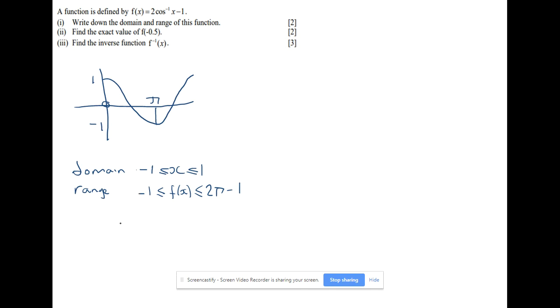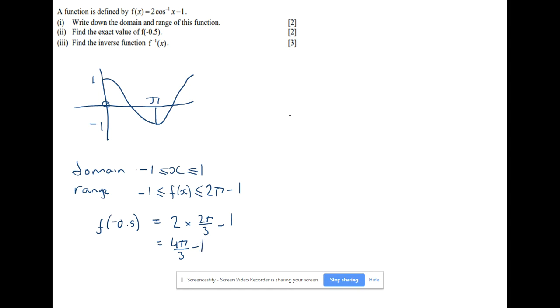Find the exact value of f to the minus 0.5. So for this one, we need to put into our calculator 0.5. Now, a lot of you end up working in degrees. Remember, because this is arc cos, it needs to be done in radians. So we just need to put into our calculators cos to the negative 1 of negative 0.5, and we end up getting an answer of 2 pi upon 3, which means overall we end up with 2 times 2 pi upon 3, take away 1, which gives us a final answer of 4 pi over 3, take away 1.